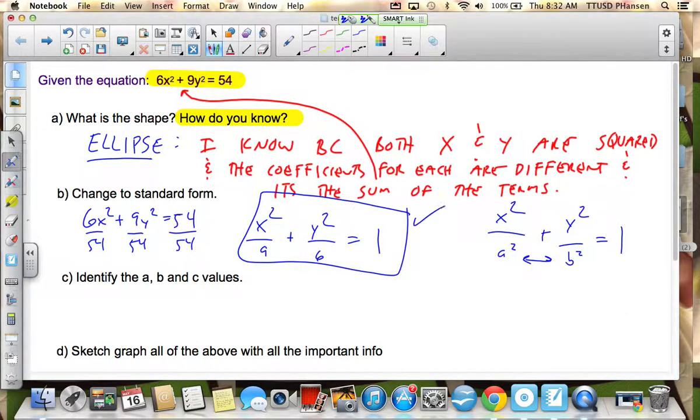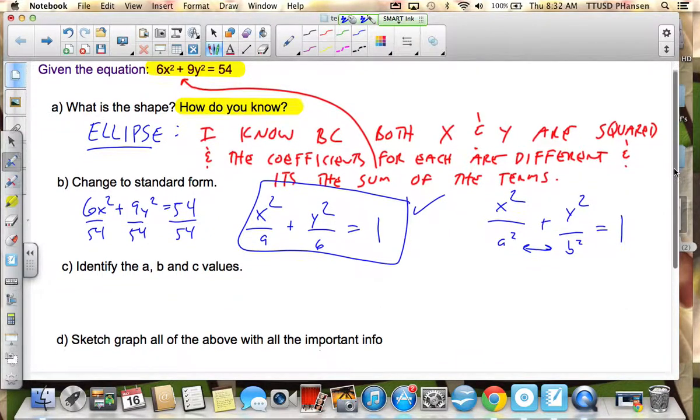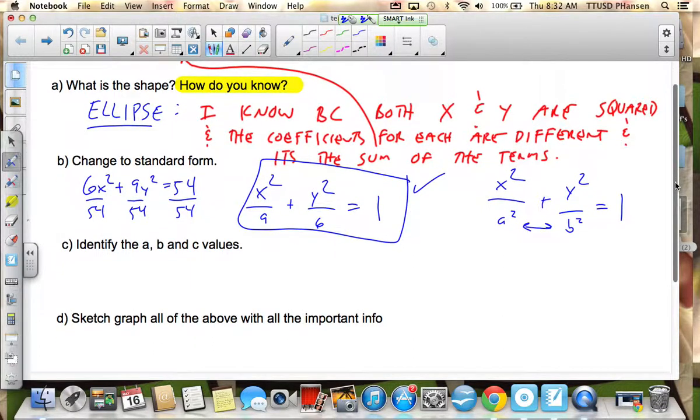Standard form, check. All right, identify the A, B, and C values. A is always greater than B in an ellipse, not in a hyperbola. So in this case, A squared is 9, right? Therefore, A is 3. B squared is 6. Therefore, B is the square root of 6.